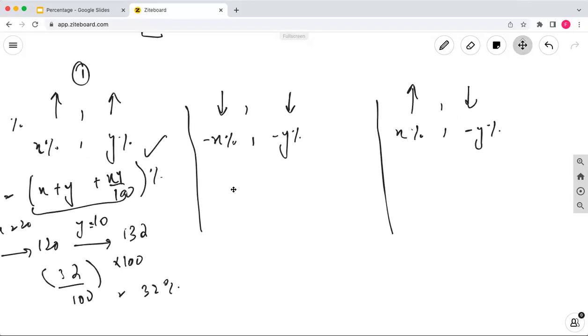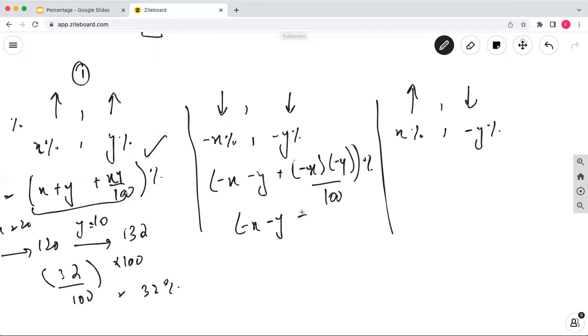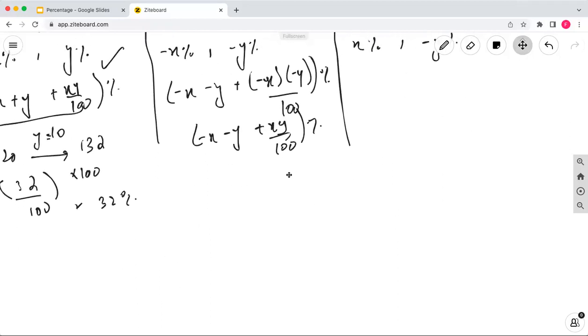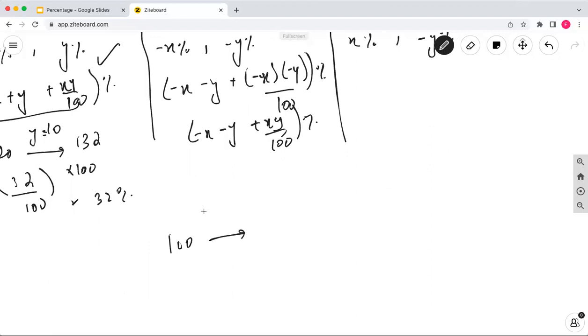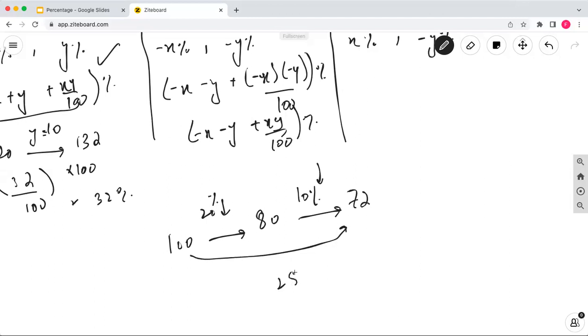Now the second one is in which we are first decreasing and then decreasing again. The formula for that is minus X minus Y plus minus X into minus Y over 100%, which results in minus X minus Y plus XY over 100. Again, taking a very simple example, I have 100. If I decrease that by 20%, what is the answer? 80. And if I decrease that by 10%, what is the answer? That is 72. So what is the percentage change? That is 28.